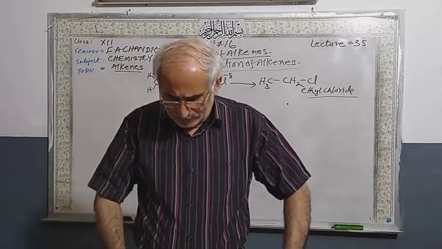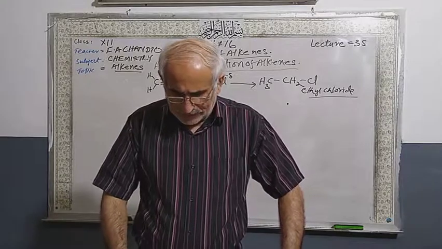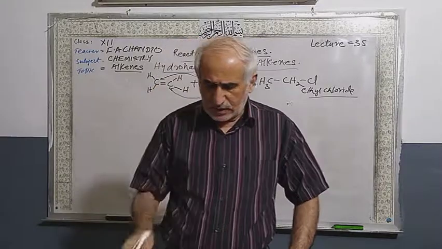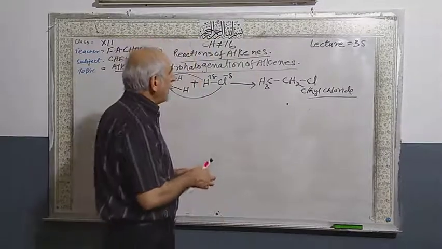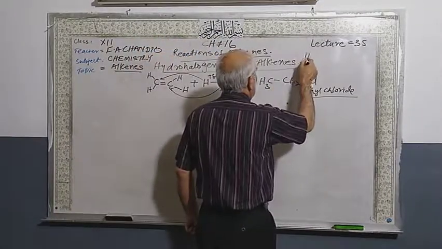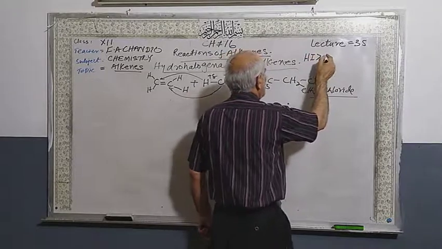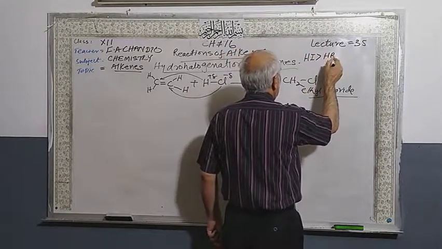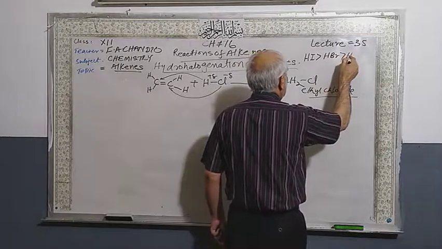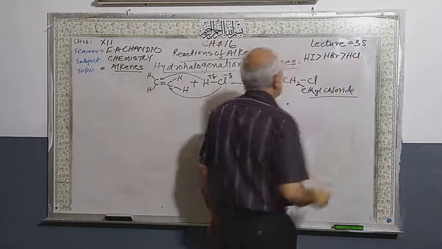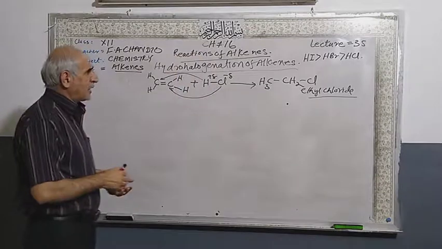Reactivity is given here. The order of reactivity of halogen acids: hydrogen iodide is the most reactive, then hydrogen bromide, then hydrogen chloride. This is the reactivity order.